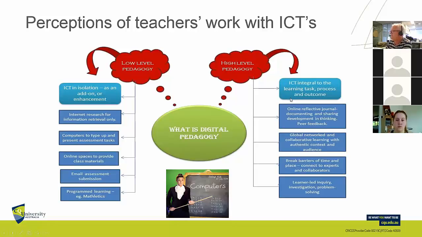At the higher end, the ICT is integral. So task, process and outcome. So you've got those 3 bits. So you've got an online reflective journal. Okay, the ICT, the medium is the media. Peer feedback is critical and something we're trying to encourage in this unit with the blogging. Global networked and collaborative learning with authentic context and audience.